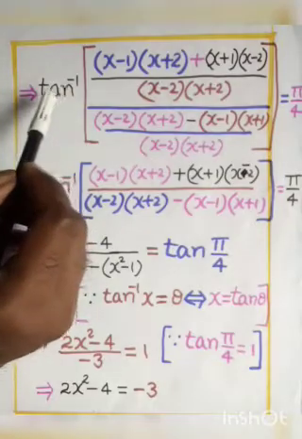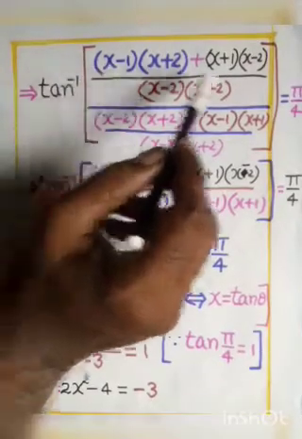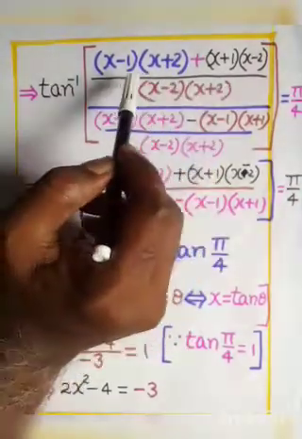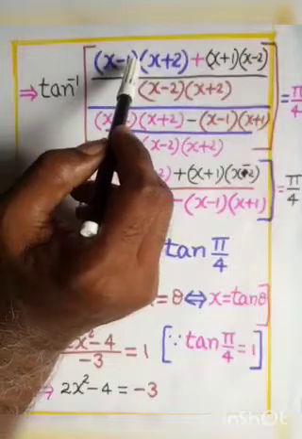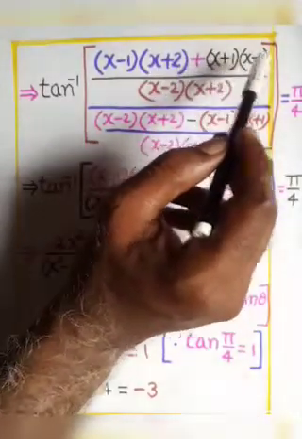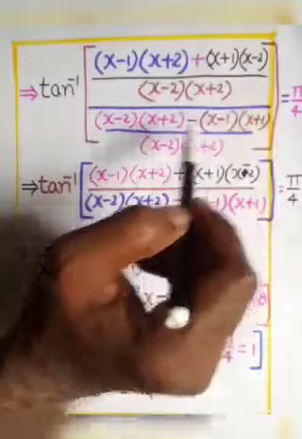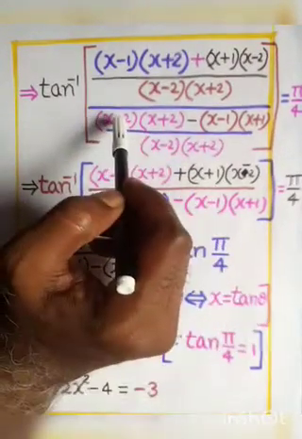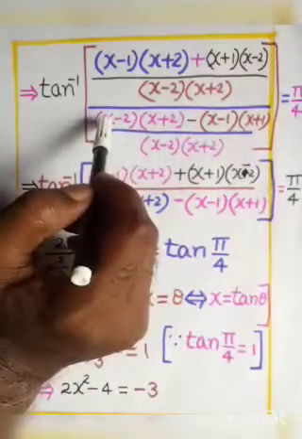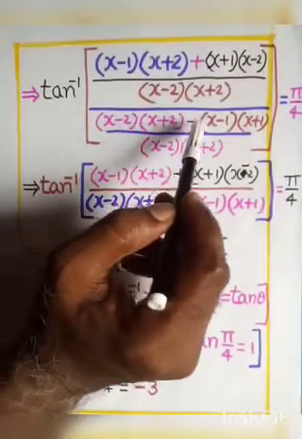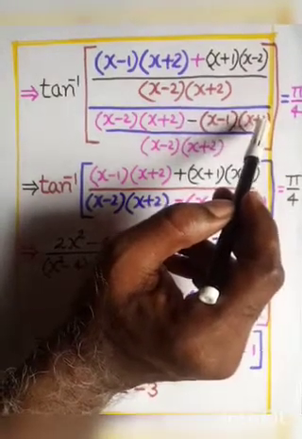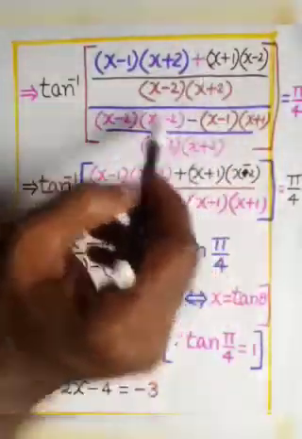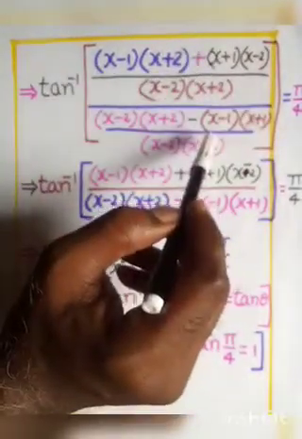This implies tan inverse of, by taking the LCM in the numerator you get (x minus 2) into (x plus 2). Then we get in the numerator part (x minus 1) into (x plus 2) plus (x plus 1) into (x minus 2). Similarly, in the denominator, if you take LCM, you get (x minus 2) into (x plus 2), and in the numerator, you get this one. That is (x minus 2) into (x plus 2) minus (x minus 1) into (x plus 1), is equal to pi by 4. Understood this step, my dear children? Just we are simplifying the numerator and denominator part.